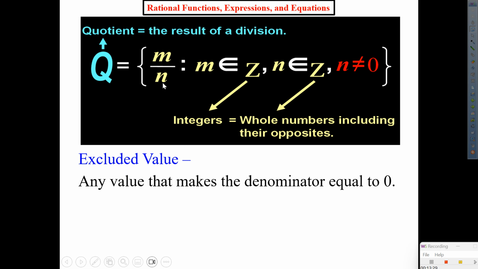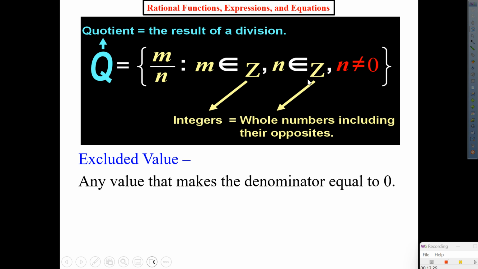Q? Well, think about this. Look up to the screen. I have this fraction m over n, and we cannot use 0. So that means that's our what? Excluded value, because we cannot use it. We have to exclude it. Why? Because of the definition.